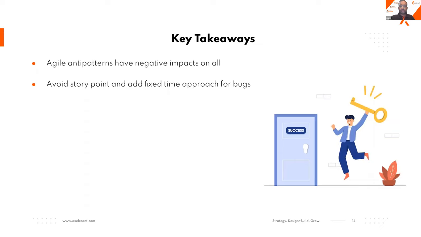Bugs. Avoid story points for bugs and add a fixed time approach for bugs. Avoid inviting everyone to the meetings. You can see who is contributing what in advance, plan it. If you are one of the participants, think how you're going to contribute.